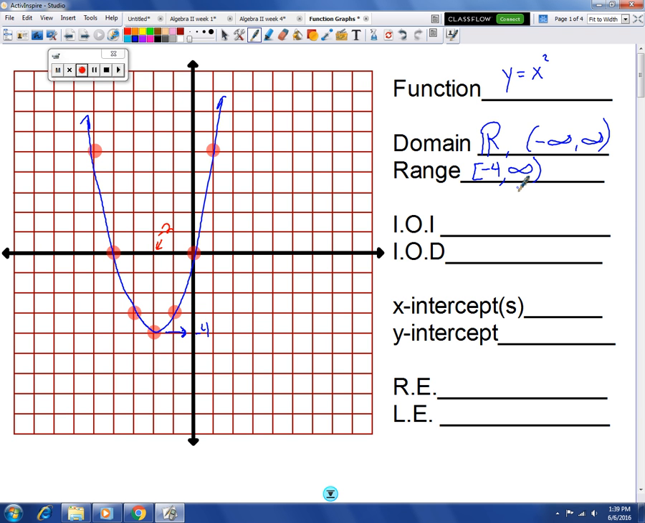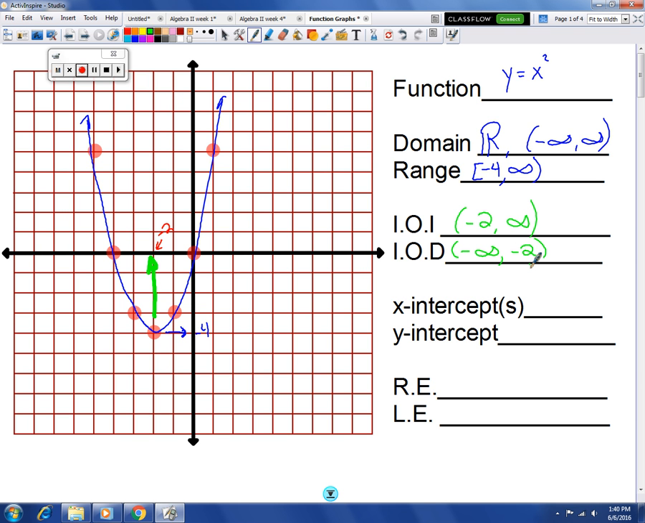Alright, the interval of increase. Again, go back to the x-axis from the vertex. The increase starts at negative 2. So from negative 2 to infinity, always a parenthesis there, because at the vertex, the graph is not increasing or decreasing. The interval of decrease starts at negative infinity until it reaches negative 2.